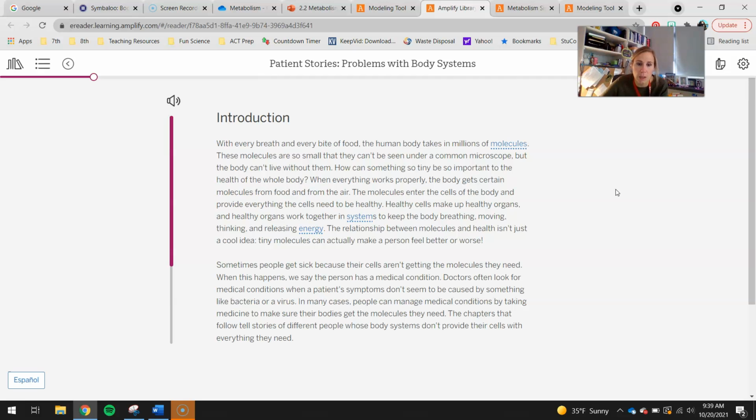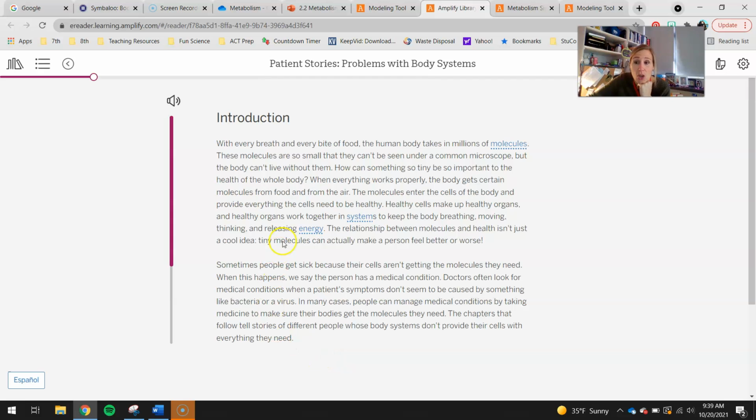Doctors often look for medical conditions when a patient's symptoms don't seem to be caused by something like a bacteria or a virus. In many cases, people can manage medical conditions by taking medicine to make sure their bodies get the molecules they need. The chapters that follow tell stories of different people whose body systems don't provide their cells with everything they need.